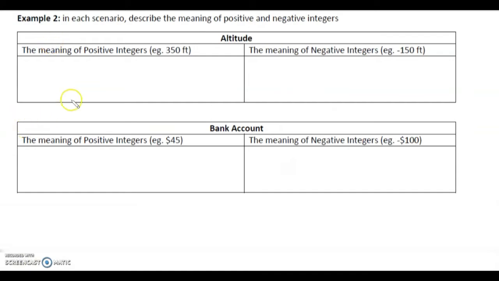Example 2. In each scenario, describe the meaning of positive and negative integers. Let's start with altitude. What is the meaning of positive integers when we're talking about altitude? We're talking about above sea level. Sea level doesn't just mean going to sea or being on the water. It also means if you're climbing a mountain, which is probably what you're thinking when you're talking about above sea level. We can say how high someone is.